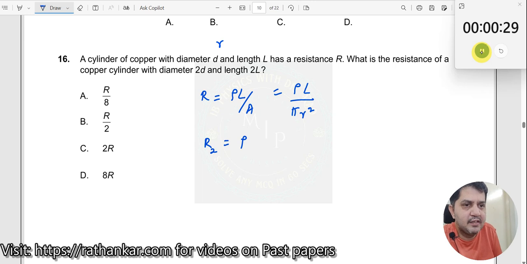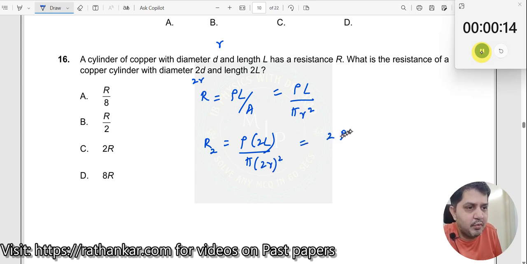So therefore diameter 2D, and length 2L, length is 2L divided by 2. When diameter is 2D, radius should also be 2R. So this should be pi into 2R the whole square, which should be 2 rho L divided by 4 pi R square. 2 1s are 2, 2 2s are 4, which should be 1 by 2 into rho L divided by pi R square.